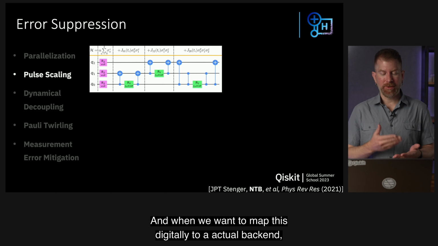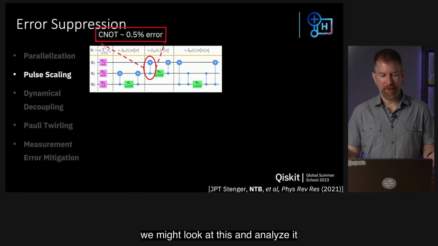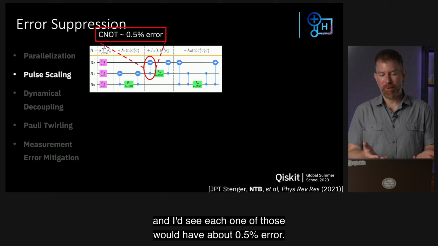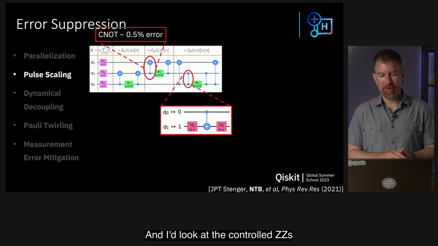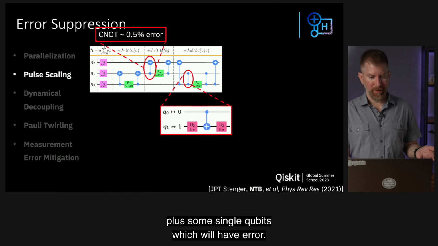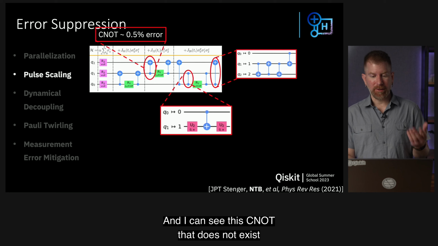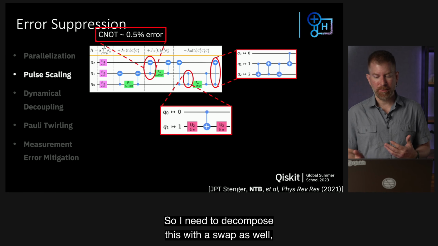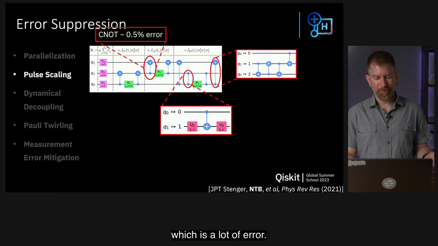And when we want to map this digitally to an actual backend, we might look at this and analyze it as I typically would, and I'd see CNOT here, and each one of those would have about 0.5% error. And I'd look at the controlled Z's, and I would see that that's actually a CNOT plus some single qubits, which will have error. And I can see this CNOT that does not exist on the actual architecture, so I need to decompose this with a swap as well, which is a lot of error.